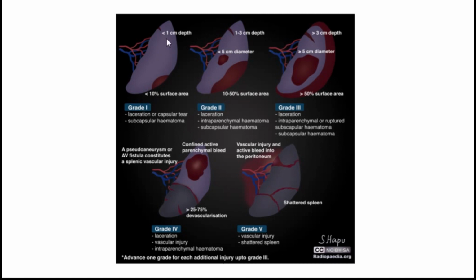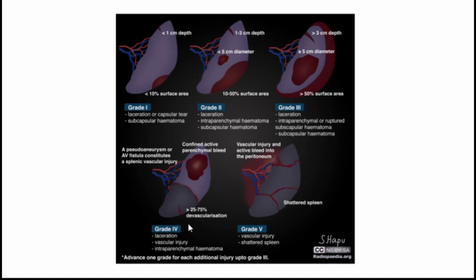Grade 1, when the parenchymal defect is less than 1 cm. Grade 3, when it is more than 3 cm. In between is grade 2, 1 to 3 cm. Or when the subcapsular hematoma is less than 10%, it is grade 1. But if it is more than 50% of the surface area, it's grade 3. In between, it's grade 2. Or we could also have a ruptured subcapsular or intraparenchymal hematoma.